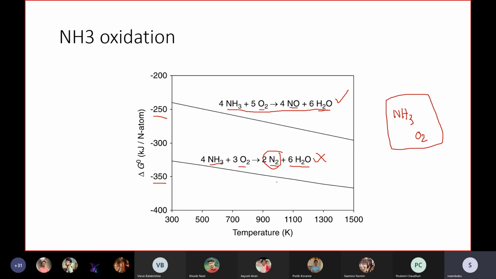If you don't utilize a catalyst, you're going to get nitrogen in the ammonia oxidation reaction. We are not going to get the nitric oxide. So if you want to make sure this reaction happens, we need to alter the reaction pathway. The only way we can alter the reaction pathway is by using the catalyst.